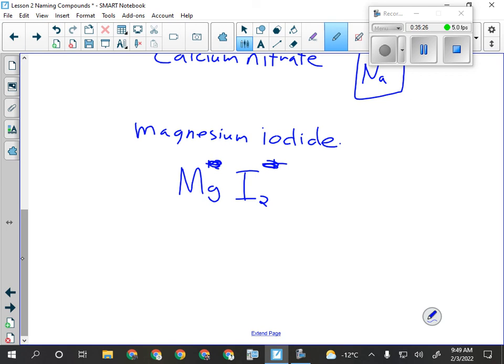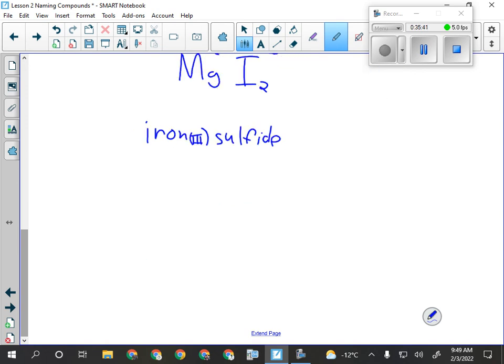Okay, in fact, if it needs a Roman numeral, it'll look like this. So I've got iron(III) sulfide. What's the symbol for iron? Fe. Okay. What are the possible charges for iron? 3 and 2. Which one am I using? 3, because the Roman numeral 3 is there. That's what the Roman numeral is for. It tells me this is the iron with the 3 plus charge.